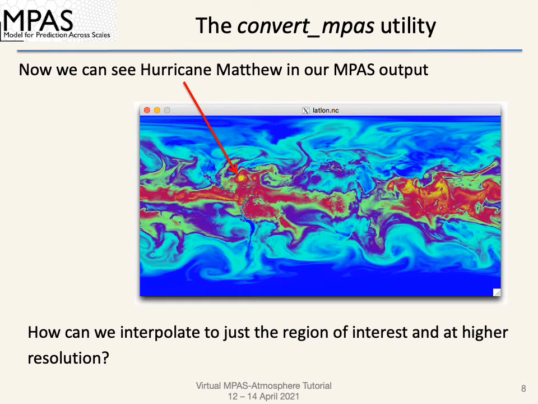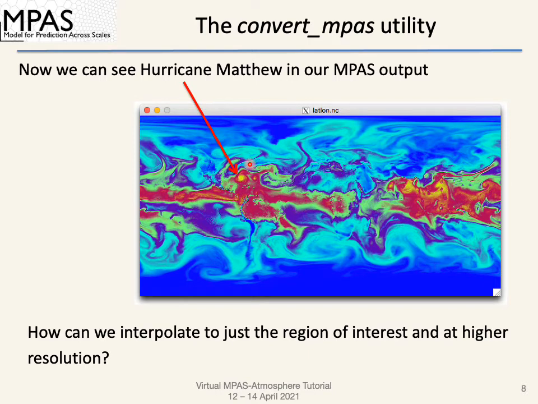So in our example simulation of Hurricane Matthew, after we've run the Convert MPAS tool and created this netcdf file called lat-lon.nc, we can open up that file using, for example, the NCView program, and we can change to the QV field and take a look. And looking here, we can see something that does actually look like a hurricane, and we can presume that this is probably the representation of Hurricane Matthew in our model simulation.